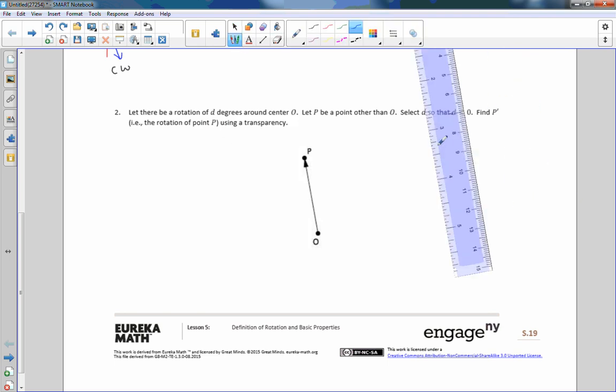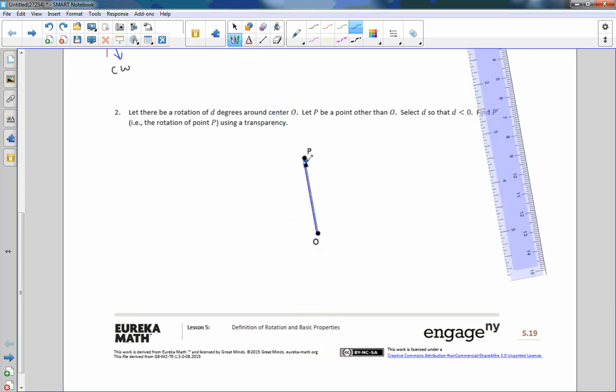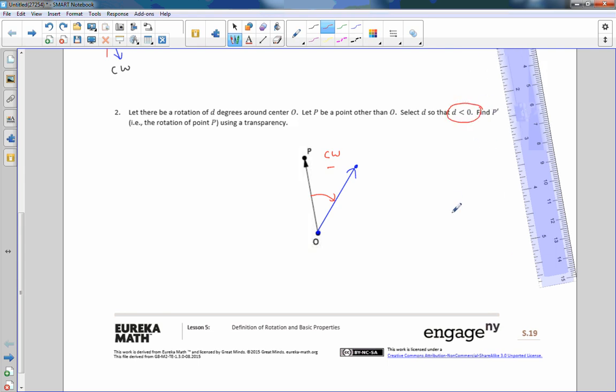So again, if I bring my ruler down here and draw my line, put an arrow, put my point here and here, and now if I, let's see, it's all one piece. Okay, I did it quick enough. Rotate this, but again, it's got to stay on O. So there's a rotation, and this time I moved it this way, which is clockwise or negative, and d, as they say here, is less than 0. And now I have P prime.